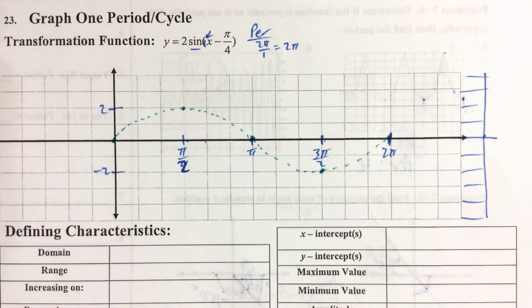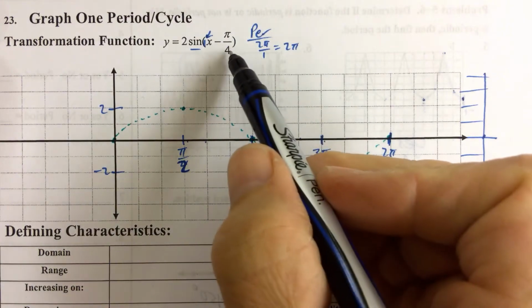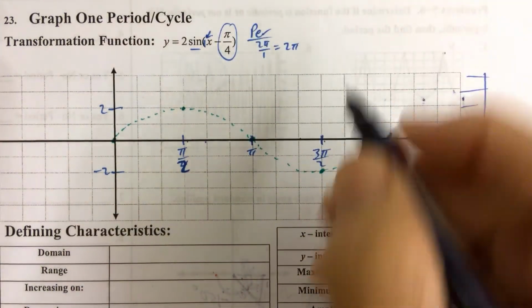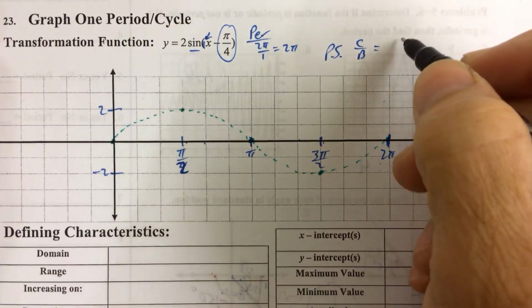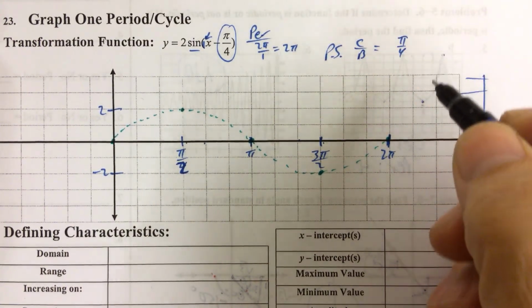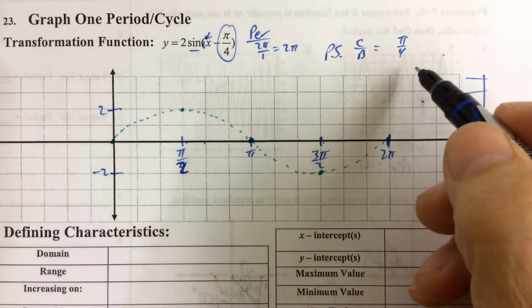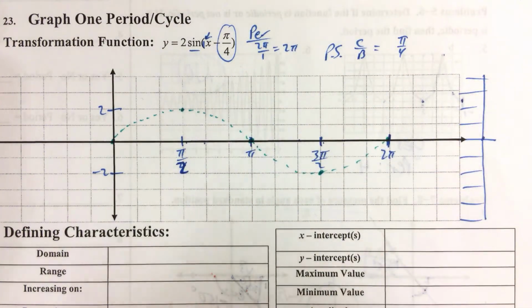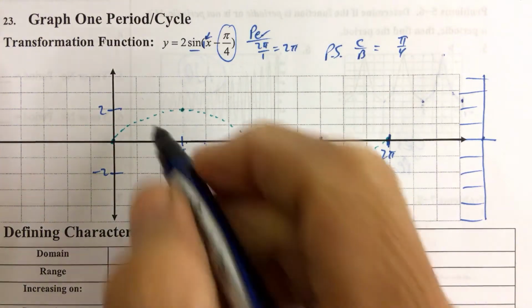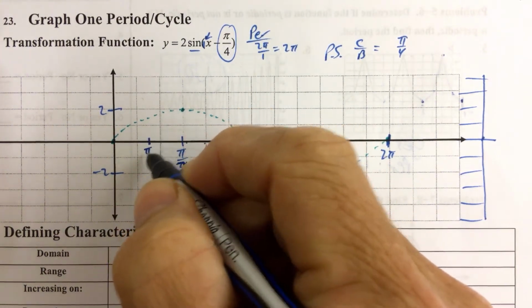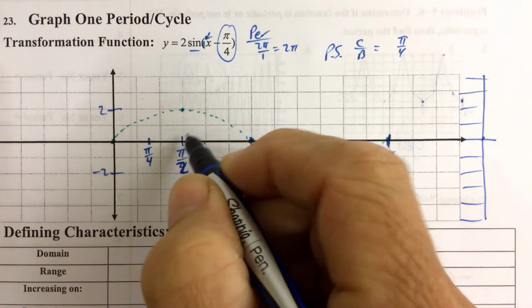But again, we're going to shift this pi over 4 radians to the right, because that's the phase shift. The phase shift is c over b, which is pi over 4 divided by 1, because b is 1. So pi over 4 radians, well, that's why I wanted 16 here, because now I have to cut this in half.